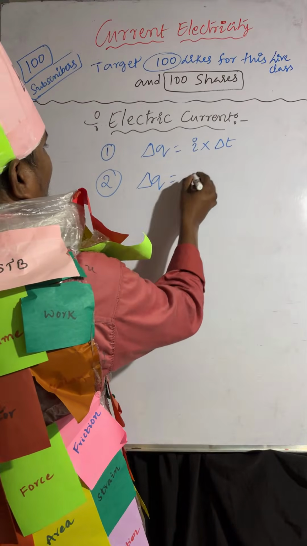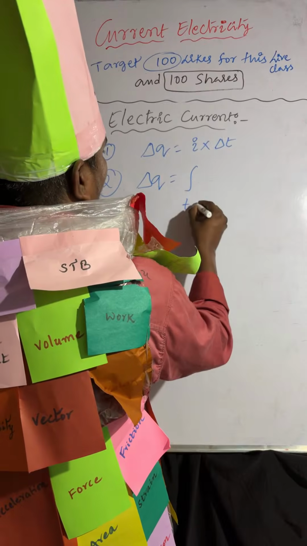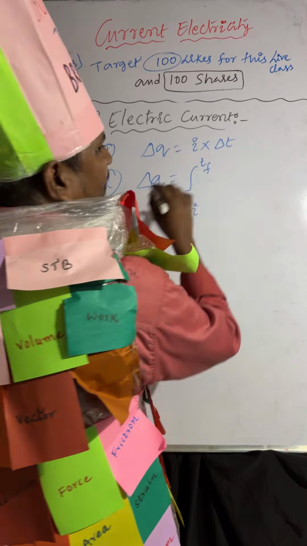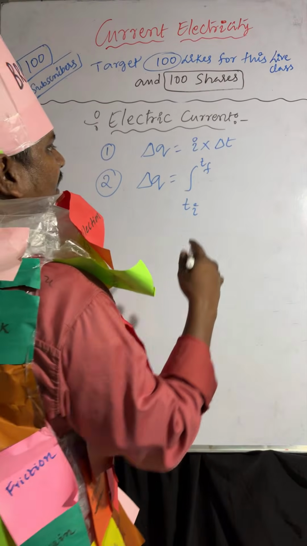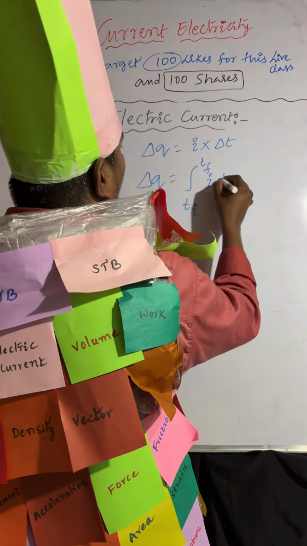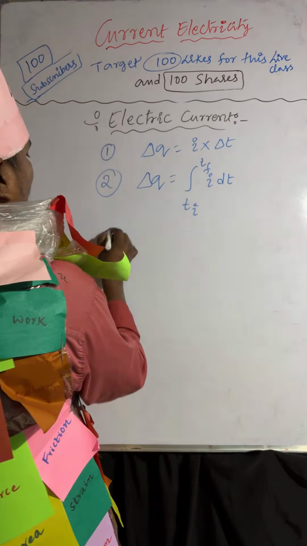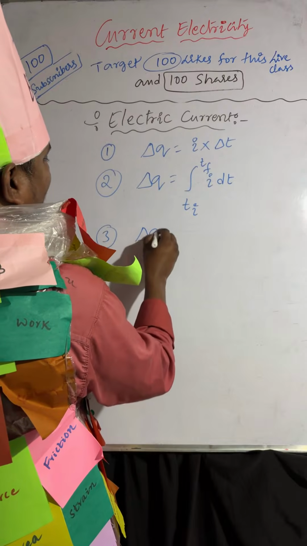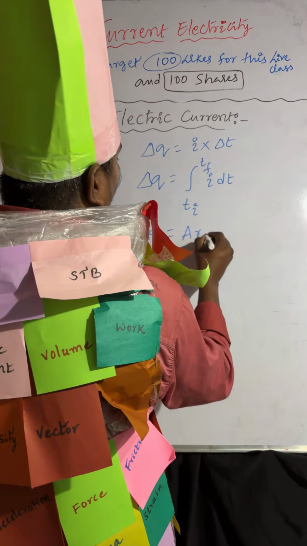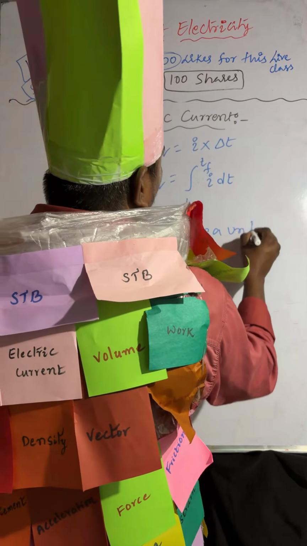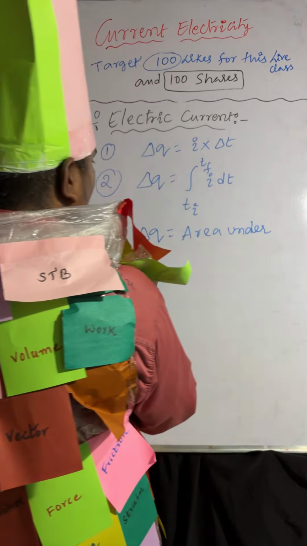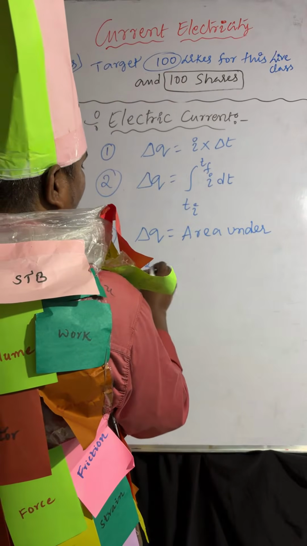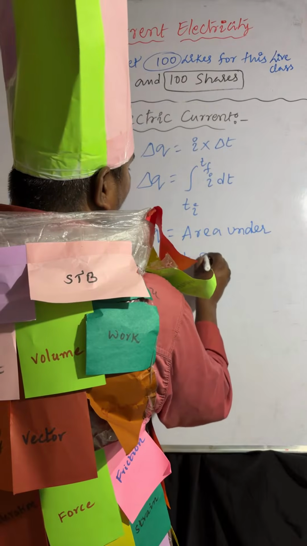And one more point, the flow of charge. Normally current is a function of time, so the charge is the integral from t initial to t final of I dt. Then coming to the third one, the flow of charge can be obtained by the area under the I-t graph, the current and time graph.